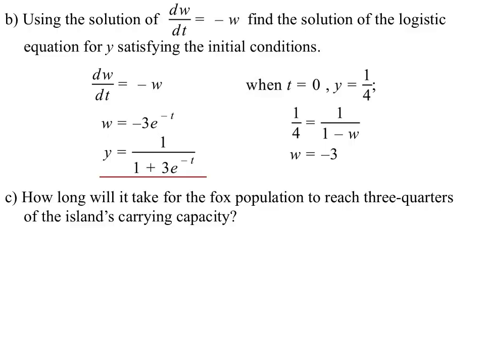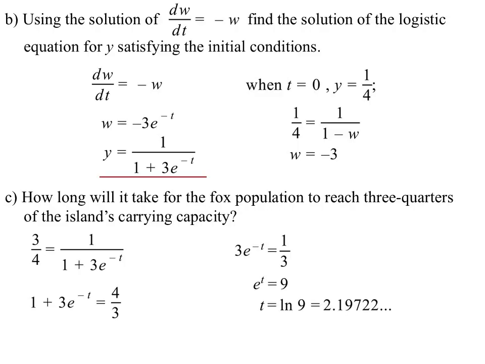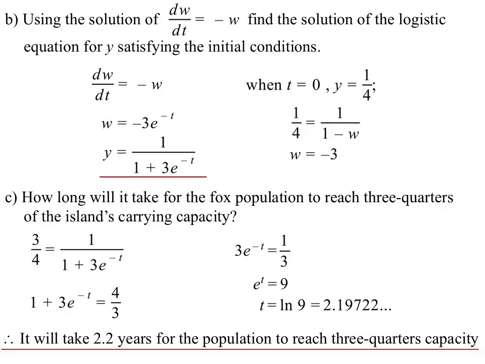How long will it take for the population to reach 3/4 of the carrying capacity? It's just an equation to solve now. So when is that equal to 3/4? Well, let's solve that exponential equation. Playing around with the numbers, eventually we get there. t will be the log of 9, which is 2.19722 approximately. So around about 2.2 years it's going to take to reach that.